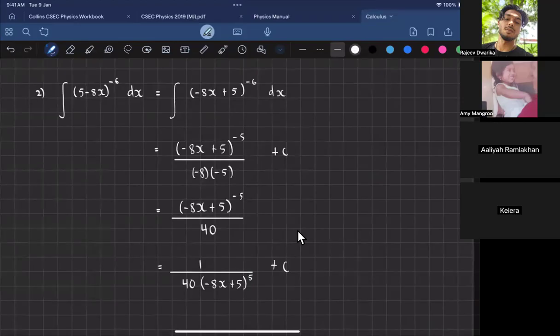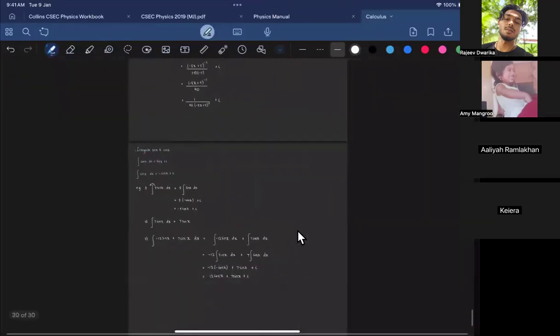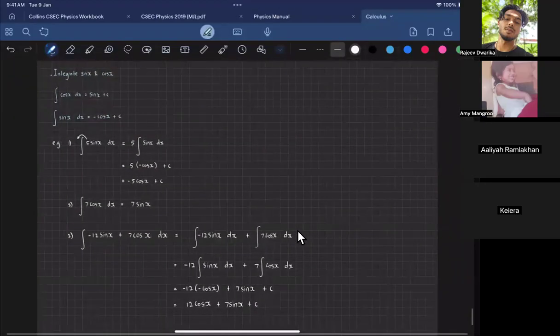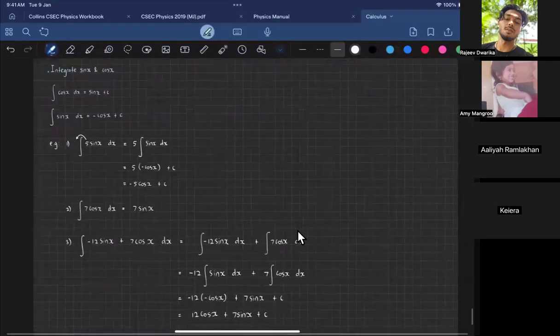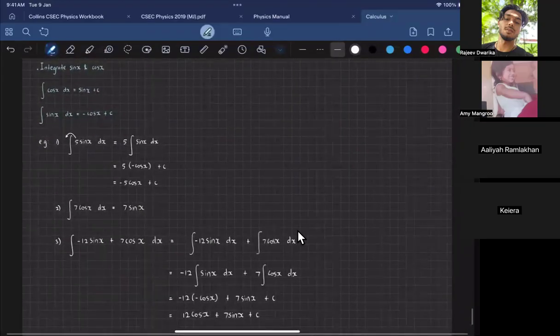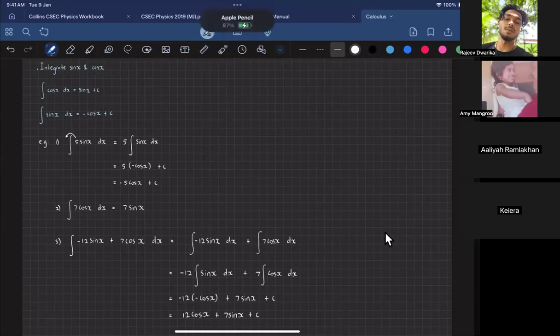Right? You have everything? Okay, so the last thing we're going to look at is how to integrate sine x and cos x. So copy this down. If you integrate cos, it's sine. If you integrate sine, it's negative cos. Pretty self-explanatory. So copy this down, and that'll be it for integration. Next class, we could start definite integration, which is area and volume, and then that'll be it.